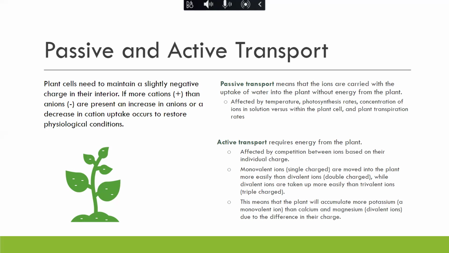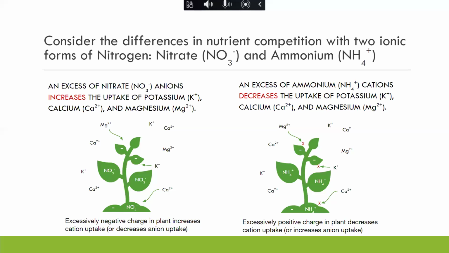So what does that mean? That means that a plant would more easily accumulate potassium, a monovalent ion, than it would calcium and magnesium, which are divalent ions, due to their difference. Okay, so here's sort of an example of that.